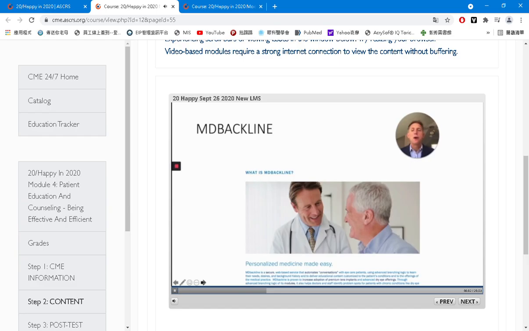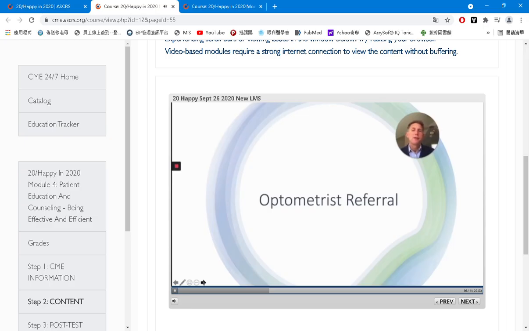MD Backline also provides seamless communication on the front end, but also the back end, so you can see how that patient is doing throughout the process. If there are issues, you can help address those issues before they become serious problems.